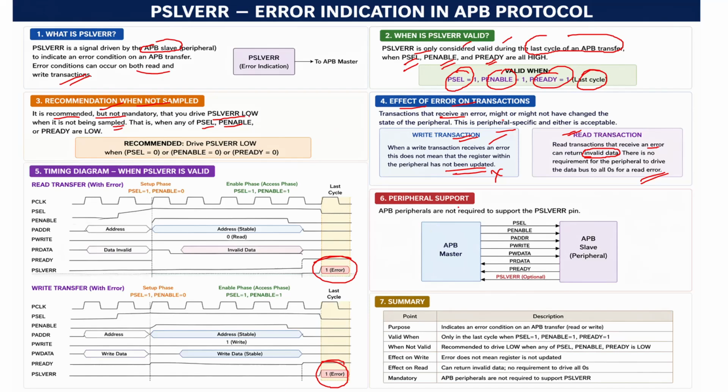And peripheral supports. See, PSELECT, PENABLE, PADDR, PWRITE, all these signals are sent by the master. Okay, PREADY, PRDATA, and PSLVERR, all these signals are sent by the slave.